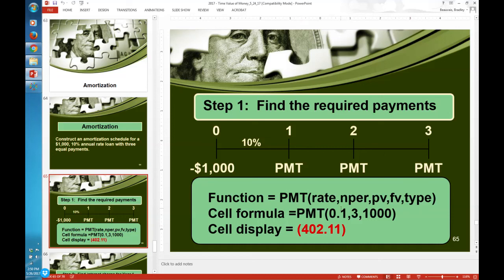Of course, if you're doing this for a monthly payment, we would take that 10% divided by 12. Number of periods is multiplied by 12, so 36 payments over 3 years. Present value, $1,000, stays the same. That's basically the loan amount. Close the parentheses. We'd end up with a different number here, but that's how you would convert it to a monthly payment. But in this case, we're staying with our annual $402.11.